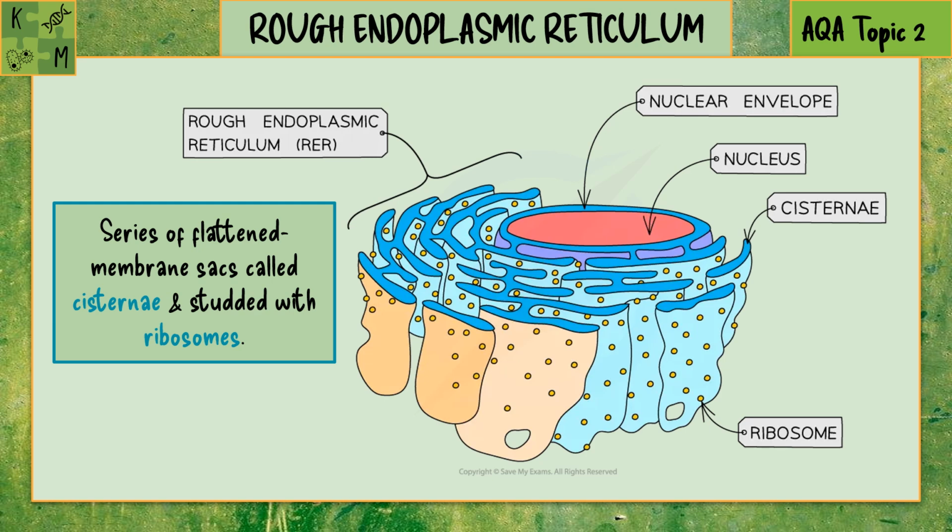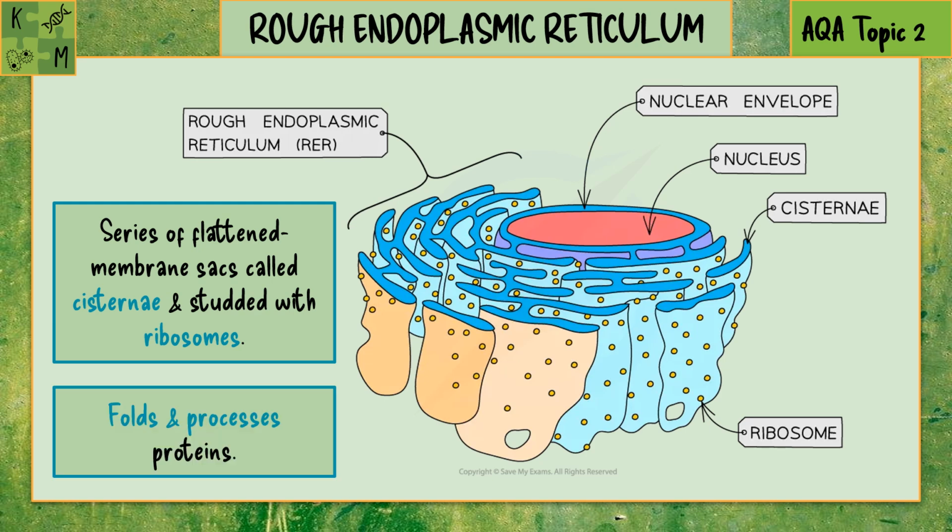The key feature of the rough endoplasmic reticulum is that it is studded with ribosomes because this is involved in protein synthesis. The membranes are flattened into sacs called cisternae, and once the polypeptide has been formed on the ribosome, the polypeptide will be folded into a protein and processed within the rough endoplasmic reticulum.